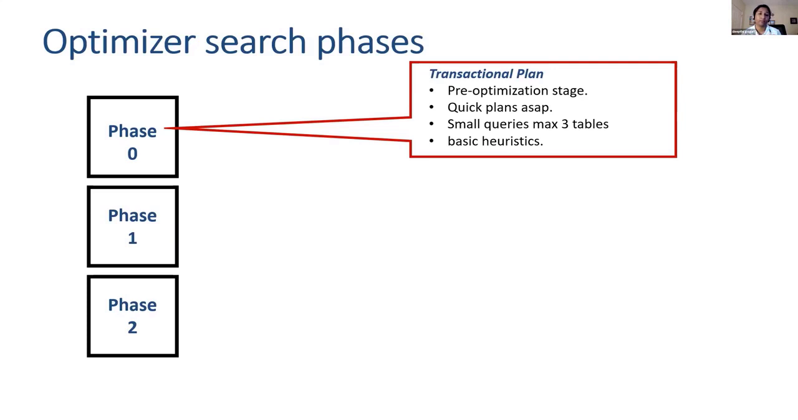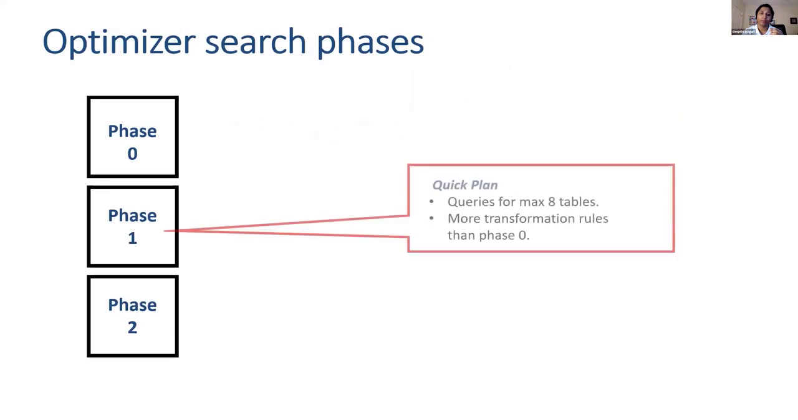these execution plans. Phase 1 is also known as the quick plan. The queries which have a maximum of 8 tables will choose the execution plan from this phase 1. And more transformation rules are used here, more than in phase 0. So what phase 0 and phase 1 do is the optimizer will compare the query we are submitting to the already existing execution plan shapes, and it will choose from them. But that's not the case with phase 2.